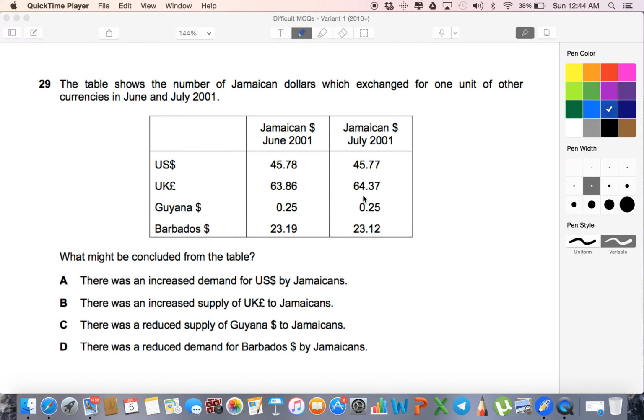This is question number 29 and it says the table shows the number of Jamaican dollars which exchanged for 1 unit of other currencies in June and July 2001. What might be concluded from the table? So the way we do this question is first we understand how to read this table.